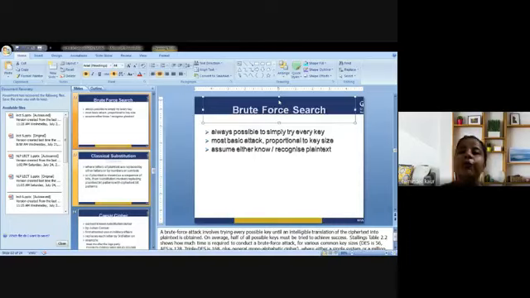Next is brute force search. What is basically brute force search? There are three terms associated with the same. It is always possible to simply try every key that we are going to use. In addition, it is the most basic attack, proportional to the key size. For example, you can take this as our cipher as well. It could assume that we either know or recognize the plain text by using various keys.